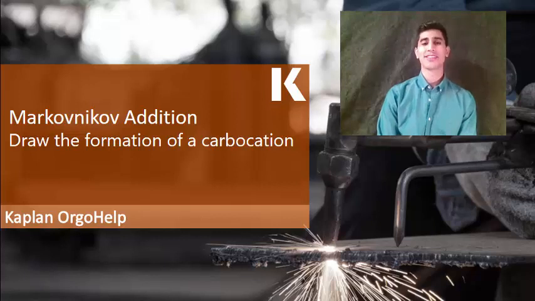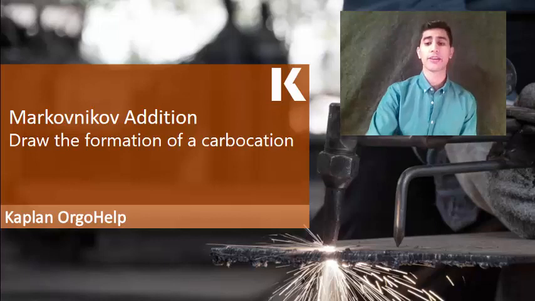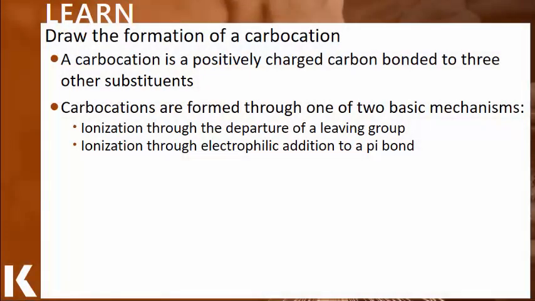Hi, my name is Samir Desai, and in this video, I'm going to teach you how to draw the formation of a carbocation. A carbocation is a positively charged carbon bonded to three other substituents. While the carbon is always positively charged, the substituents can be any molecule. But we'll usually see it attached to other alkyl groups, so it ends up looking like this.